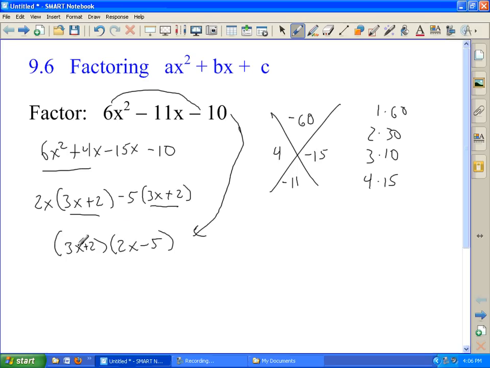You can always double check by multiplying 3x times 2x. That's 6x to the second. 2 times 2x, that's your 4x. 3x times negative 5, that's your negative 15x. Those combine to make the negative 11x. And then the 2 times negative 5 is the negative 10.